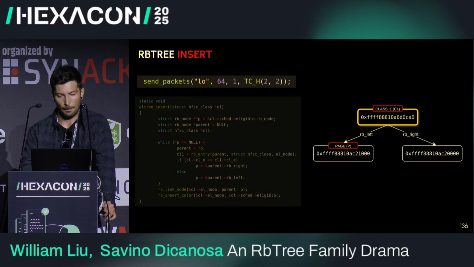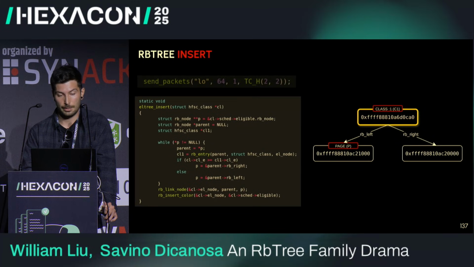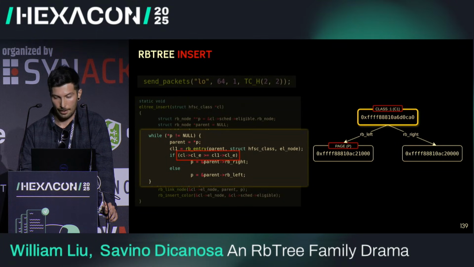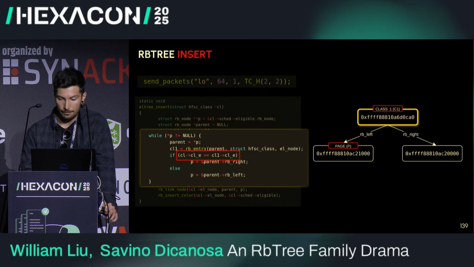OK, now we can actually perform the attack. We just send a packet to class 2. Remember, this class in memory is surrounded by page vectors. Now the kernel calls this function here, RbTree insert, and prepares to insert the node into the tree. Now the kernel has to determine where to insert the node, and it does this by comparing the CLA field of each node with the CLA field of the class that is being inserted. Now remember, we replaced class 1 with a page vector, so the CLA field is a very large value, so it takes the left path.